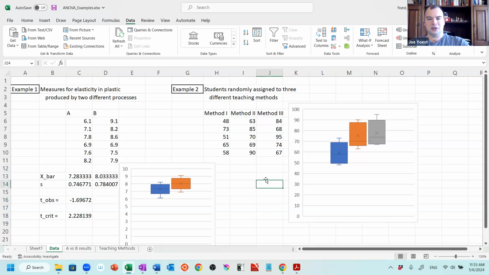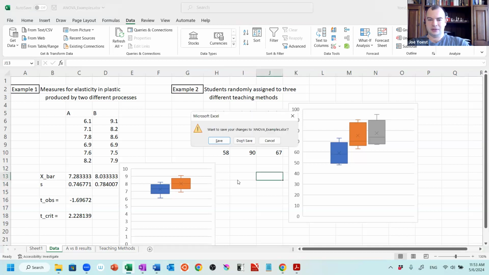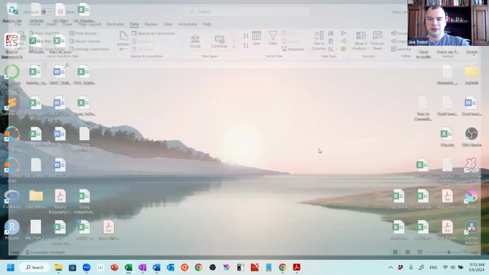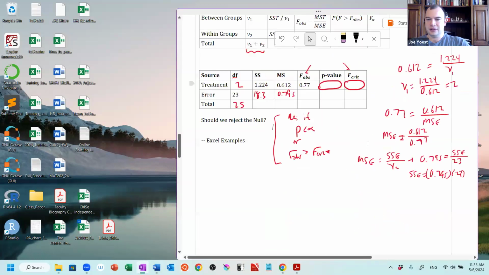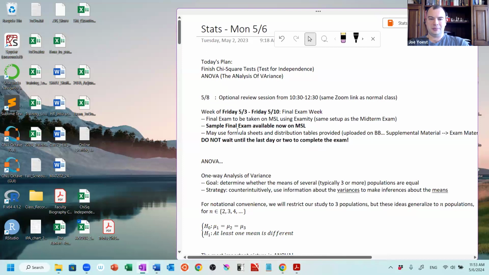So that's as far as we're going to go into ANOVA. And that finishes up our discussion of ANOVA, finishes up the material for the course.